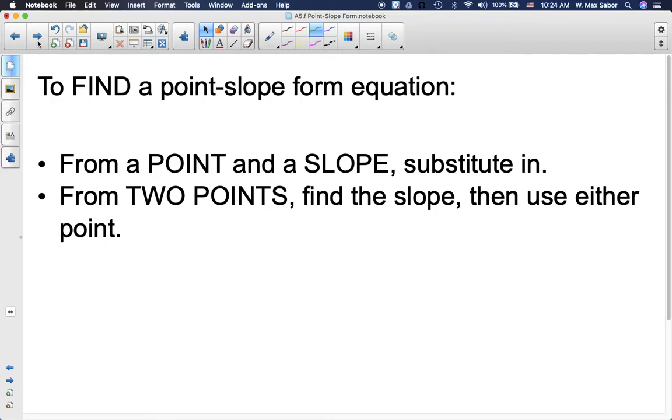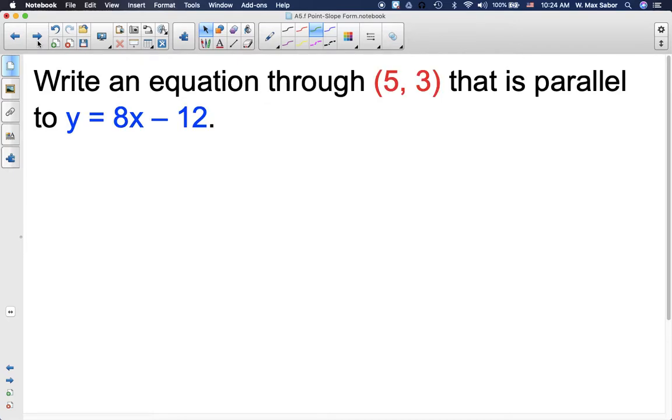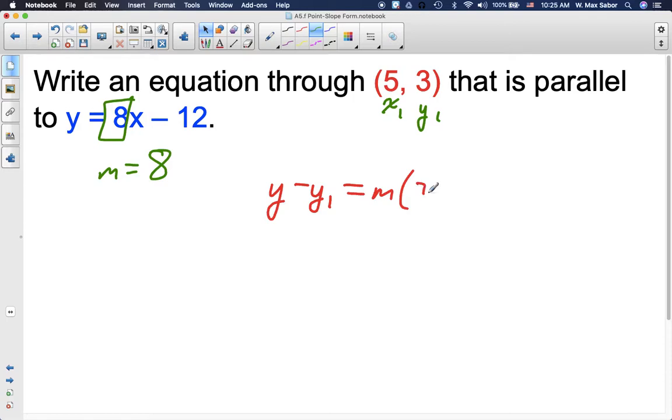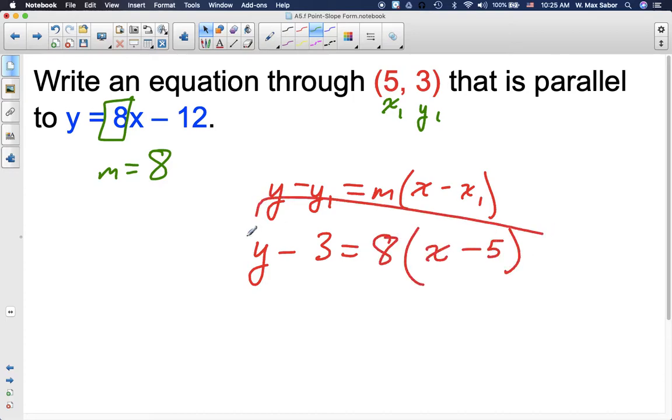To find a point-slope form equation from a point and a slope, we'll just substitute into the formula. And from 2 points, you'll have to calculate the slope before using either point. So here, we're given an x1 and a y1, and we want it to be parallel to this, meaning it has the same slope of 8. So the formula was y minus y1 equals m times x minus x1. Y minus y1 was 3, m was 8, x1 was 5. Please note that there's still subtraction in the formula.